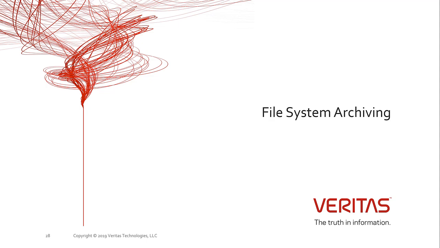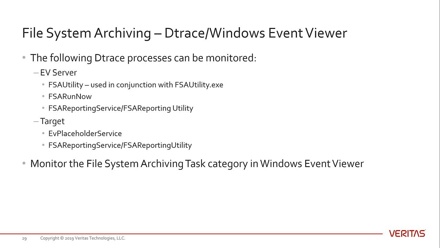File system archiving. The following dtrace processes can be monitored: on the Enterprise Vault server, FSA utility, which is used in conjunction with the FSA utility.exe process, FSA Run Now, FSA Reporting Service, and FSA Reporting Utility. On the archiving target, look at the EV Placeholder Service, as well as FSA Reporting Service and FSA Reporting Utility. Monitor the File System Archiving Task category in the Windows Event Viewer.